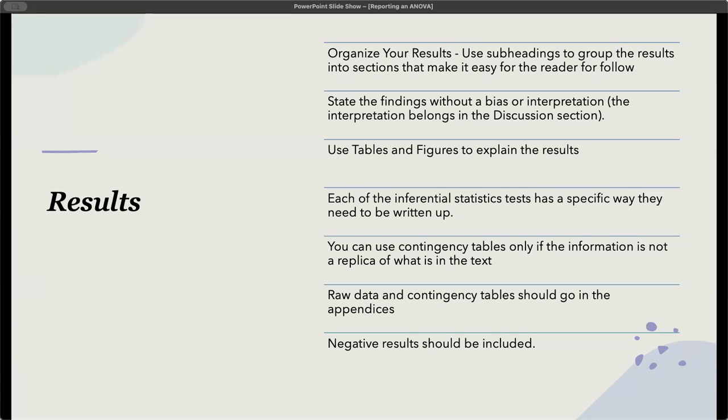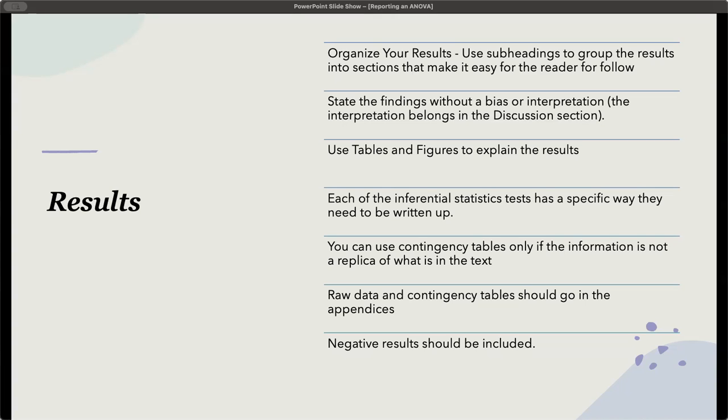Now this is where you can really use tables and figures to explain the results if needed. Each of the inferential statistics tests has a specific way that it needs to be written up. So each test has a particular formula for the write-up. We will look at the ANOVA formula again in this video. You can use contingency tables in your results section, but only if the information is not a replica of what is in the text. So all of the raw data and contingency tables should go in the appendices, if the contingency tables are already written into the text or in a paragraph.